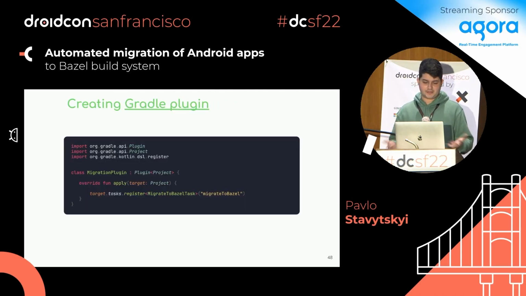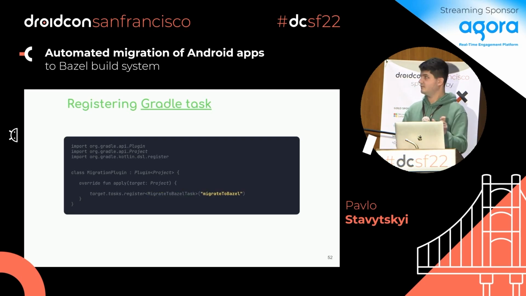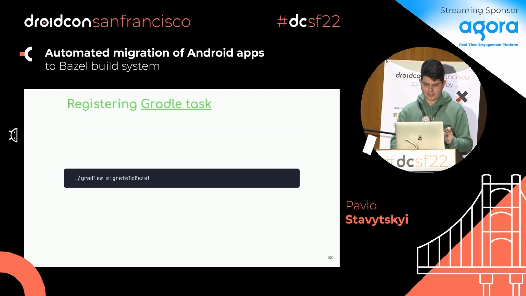And so, what do we need to write? First, we need to create a plugin, which is a Gradle plugin. To do it, we need to use the Gradle API that is provided for us. We need to implement the plugin interface and implement the apply function. In this apply function, we can register our task that will do all the heavy work for us. We'll have a separate class for that, and we can give this task a unique name. So we can take the name migrate to Bazel, and this will be the name that we'll need to write in the terminal if we want to migrate the project.